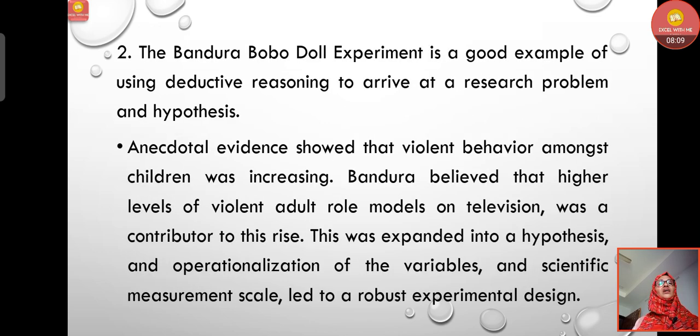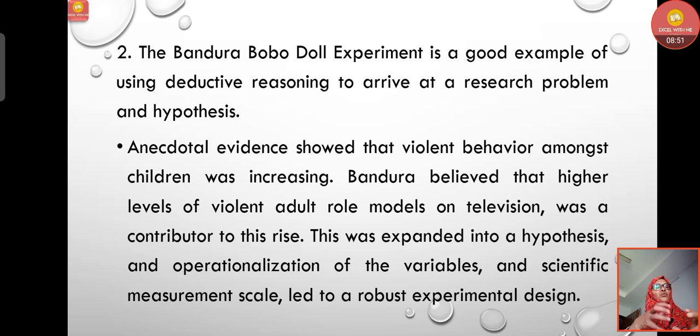Now, second example, the Bandura Bobo experiment, all of you might have heard or read, is a good example of using deductive reasoning to arrive at a research problem and hypothesis. General to particular. We take in general the things and we will reach the particular specific problem here. So, anecdotal evidence showed that violent behavior against children was increasing. Bandura believed that higher levels of violent adult role models on television was a contributor to this rise.